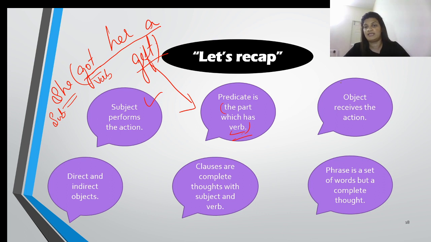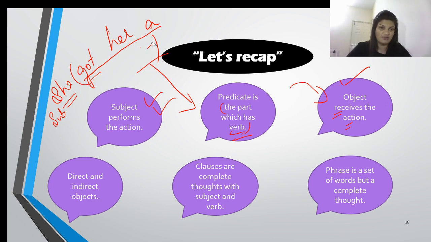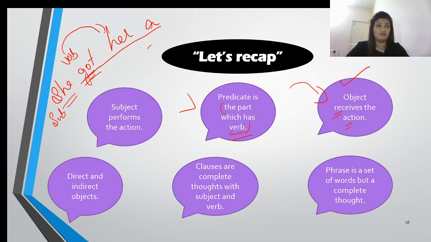Now, the third one is object. And what is an object? Object is the one who receives the action. Subject is the one who does the action, and object is the one who receives the action. In this statement, got is your verb, right? Now, who is receiving this action? Her and also gift. Both are the objects over here.